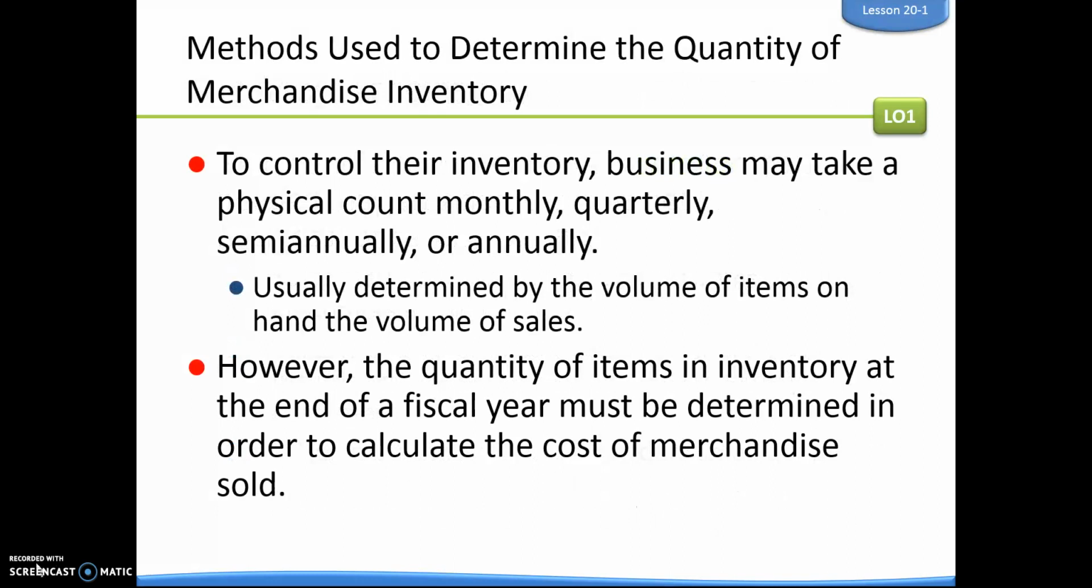So in order to control their inventory, businesses have to take what's called a physical count, either monthly, quarterly, semi-annually, or annually. And it's usually determined by the volume of your items, so how many you have, and also the volume of sales that you have. However, that quantity of items in inventory at the end of a fiscal year has to be determined in order to calculate the cost of merchandise sold. So some businesses may choose to do a physical count monthly, quarterly, or semi-annually, but all businesses have to do it annually in order to calculate their cost of merchandise sold.